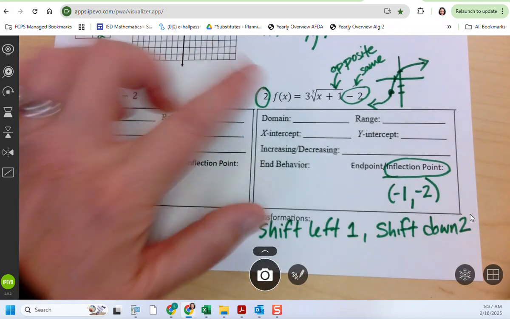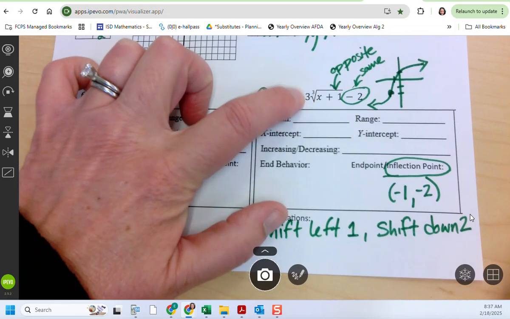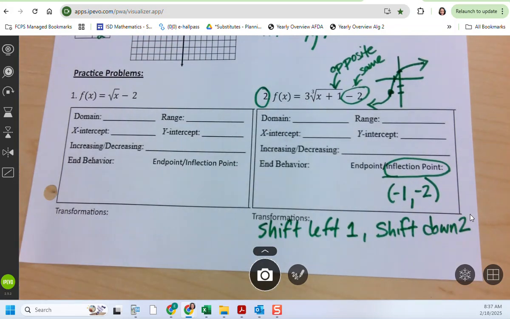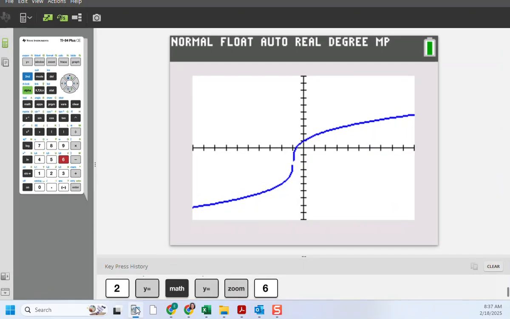And then there's one more thing that happened to the graph, and it involves this number 3 in front of the cube root. What do you think the number 3 in front of the cube root did to the graph? Talk to your neighbor for a moment. What do you think the number 3 in front of the cube root did to the graph? You get that right there.